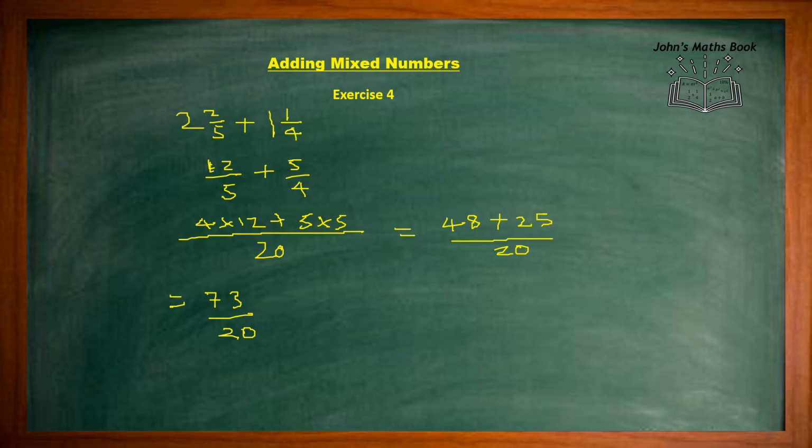So how many times does 20 go into 73 exactly? 20 multiplied by 3 gives 60, and we have a remainder of 13. So the new integer part is 3 with a remainder of 13, and that is divided by 20. So the answer is 3 and 13/20.